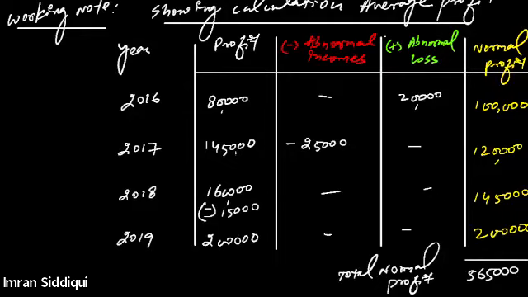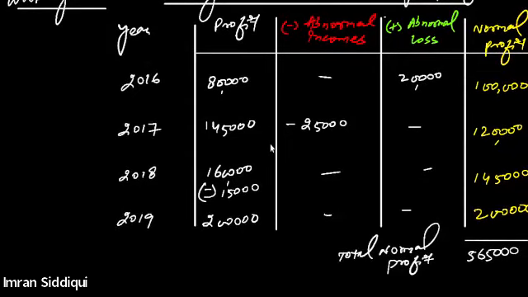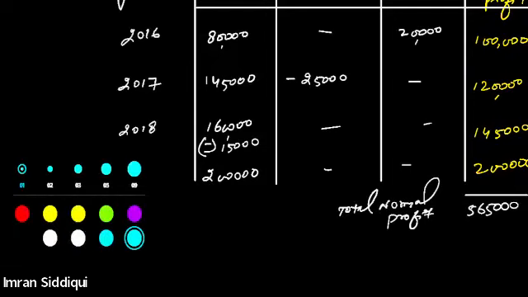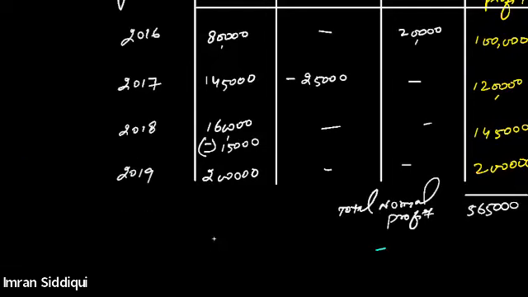Anyone, please tell me, are you getting the same answer? 5,65,000. Yes or no? Shifa, you got 5,65,000? Yes, sir. Okay, 5,65,000. Then we need to find the average profit of the last 4 years. So we will divide it by 4 years. Yes or no? Yes.